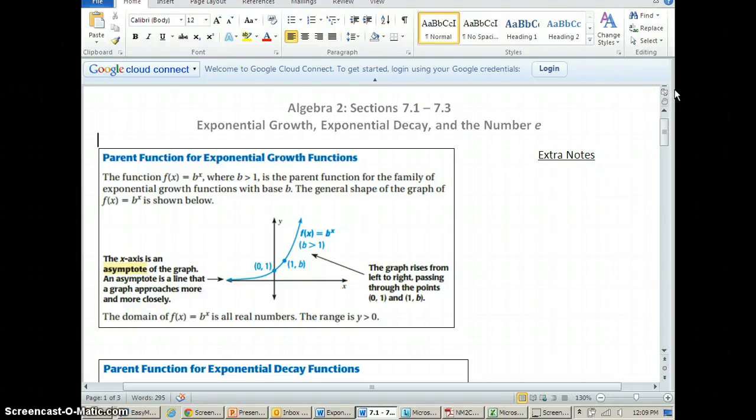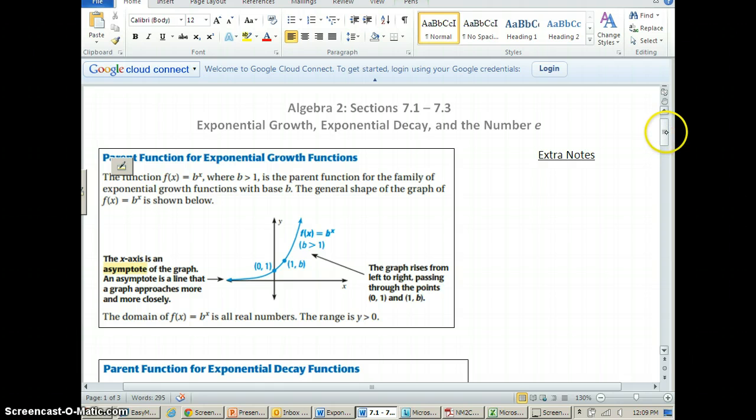Okay, here we are again. Since I'm not here, I'm going to go ahead and leave one of these videos for you so that you can kind of get an idea for what we're going to talk about today. Yesterday we talked about exponential growth and exponential decay functions.